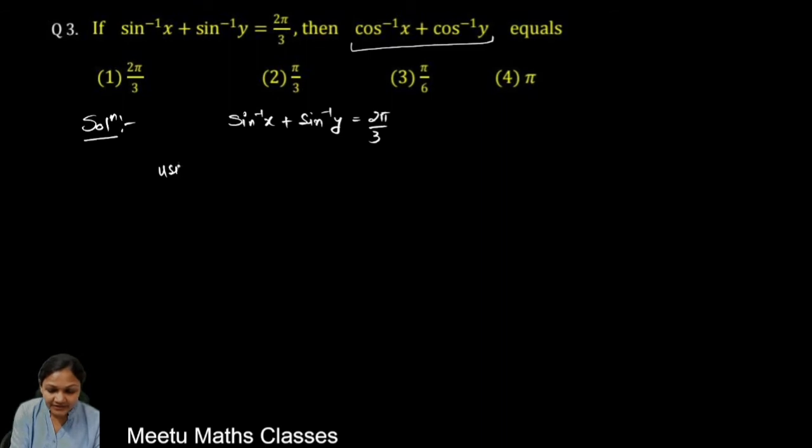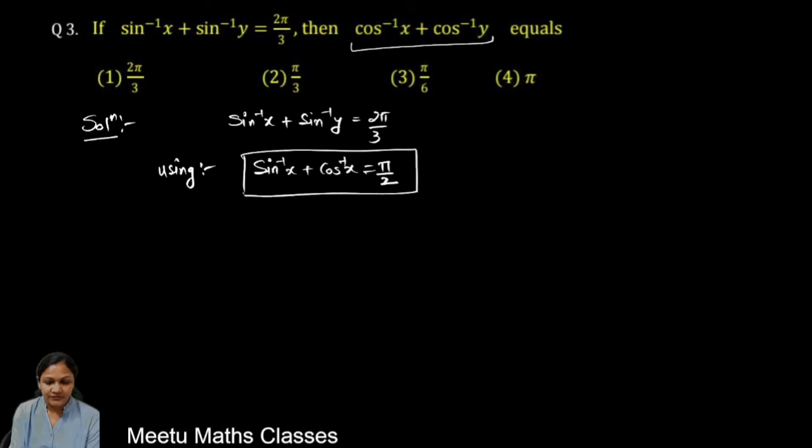And there is a formula of inverse trigonometry that sine inverse x plus cos inverse x is equal to pi by 2. This is the formula. So using this formula, we can write sine inverse x as pi by 2 minus cos inverse x, and sine inverse y as pi by 2 minus cos inverse y.